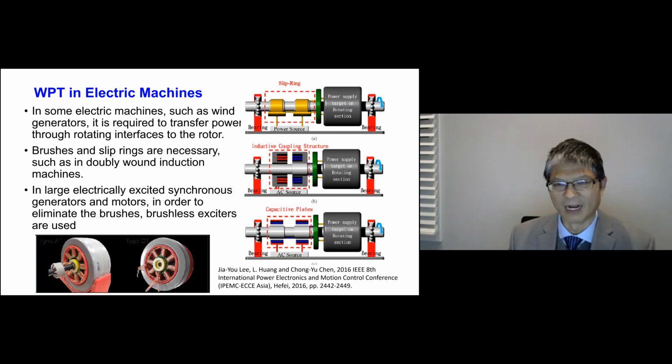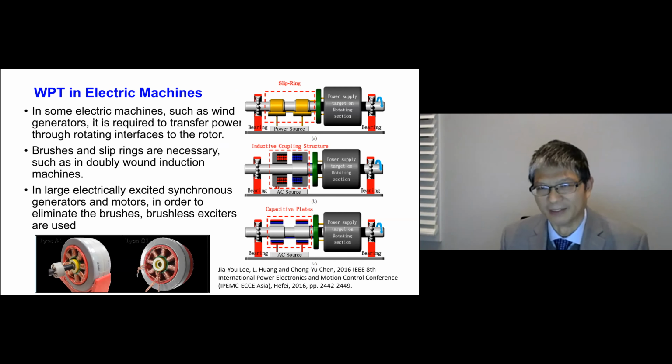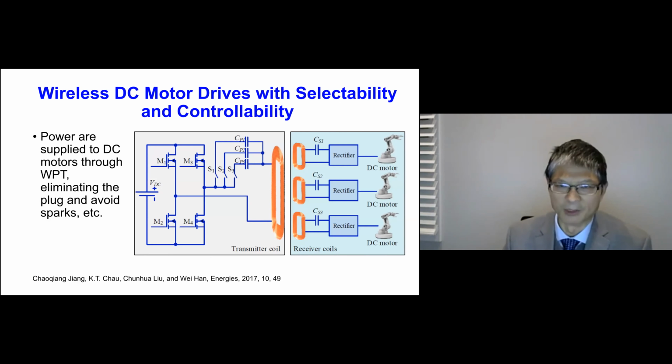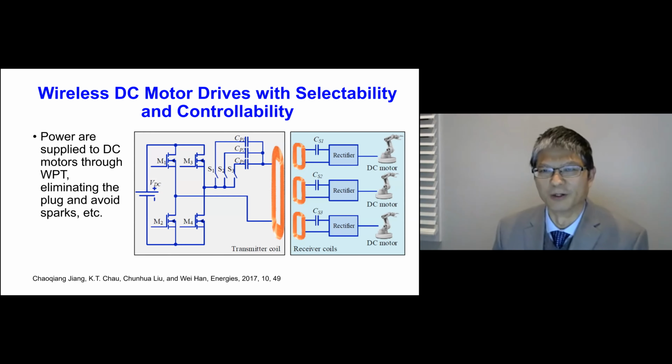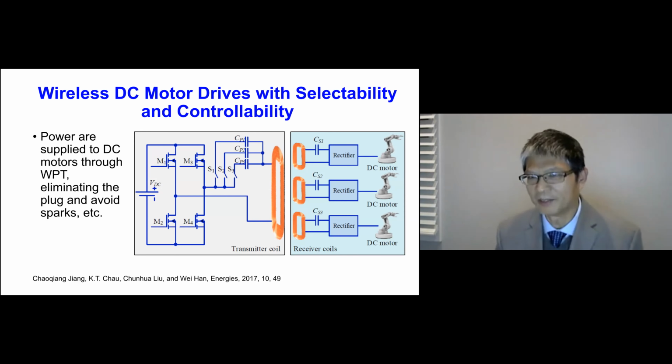And in addition, other researchers have developed, for example, this wireless power to replace a slip ring in doubly-fed wind power generation systems, and motor drives in applications like drills and things like that. And I can tell you a story.